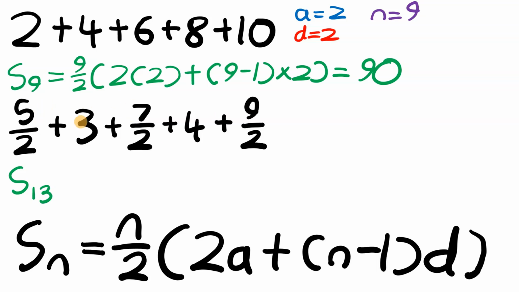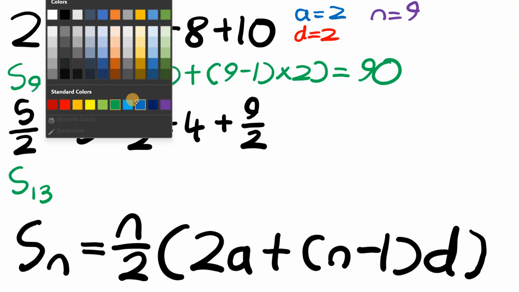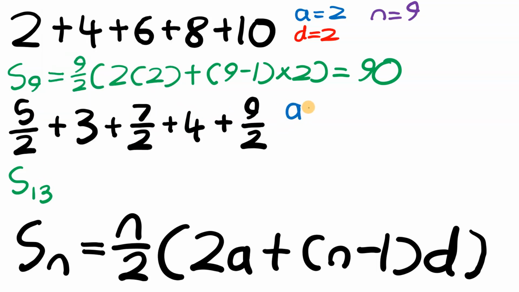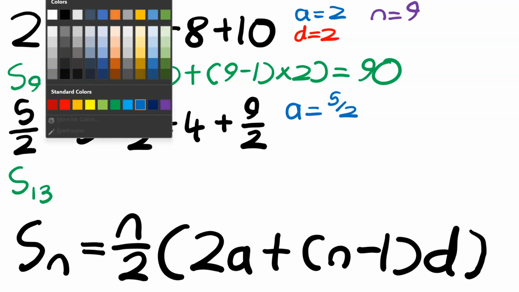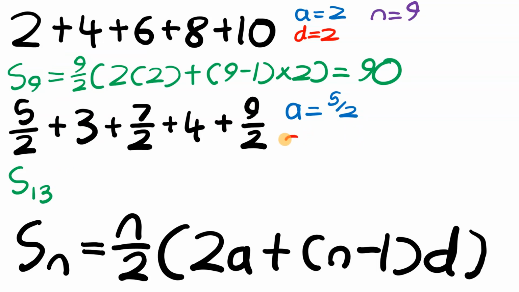Let's say for this arithmetic series here, we need to find S13. So here, a is equal to the first term, which is 5 over 2, and d is the common difference, which, as we've talked about before, keeps going up by a half, and then n, it's S13, so n is equal to 13.